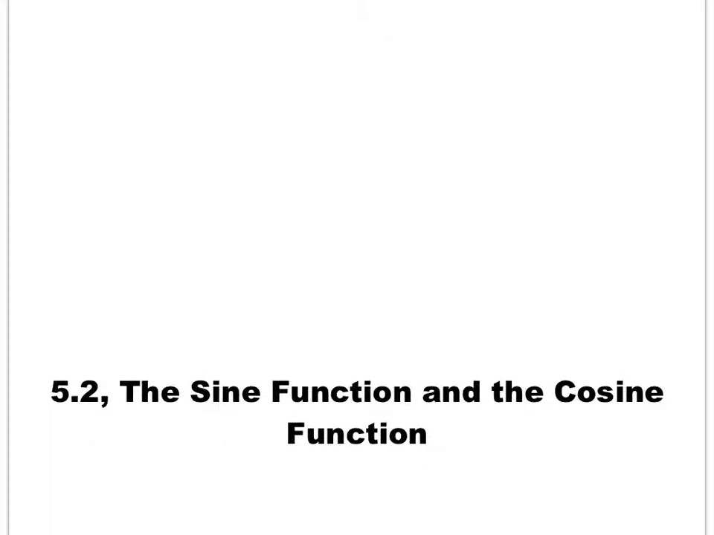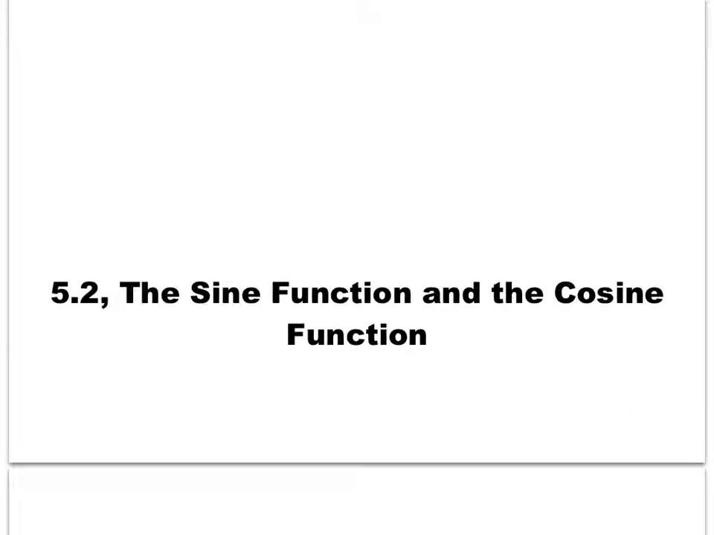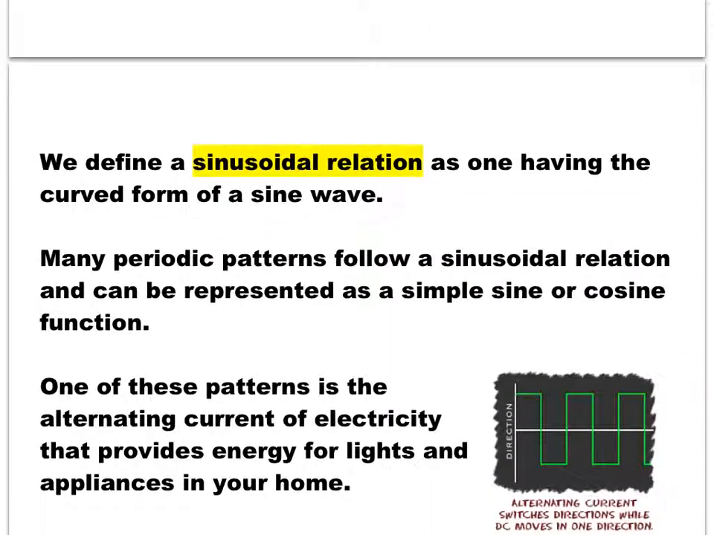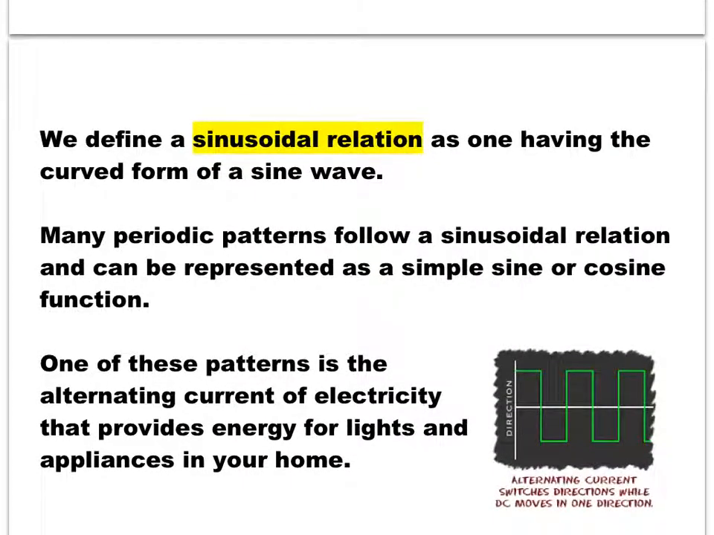Okay, now we are going to talk about sine and cosine functions and just do a couple of examples on how to plot these two functions. But before I get to those, we are going to define a sinusoidal relation as one which has a graph which looks like a sine curve, okay? Not exactly like a sine graph, something like a sine graph.